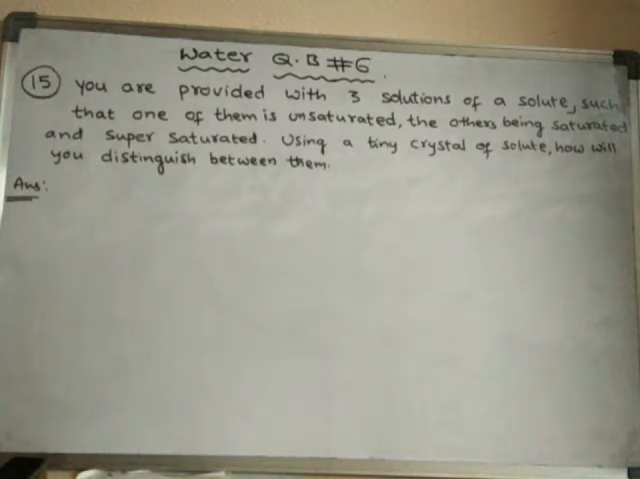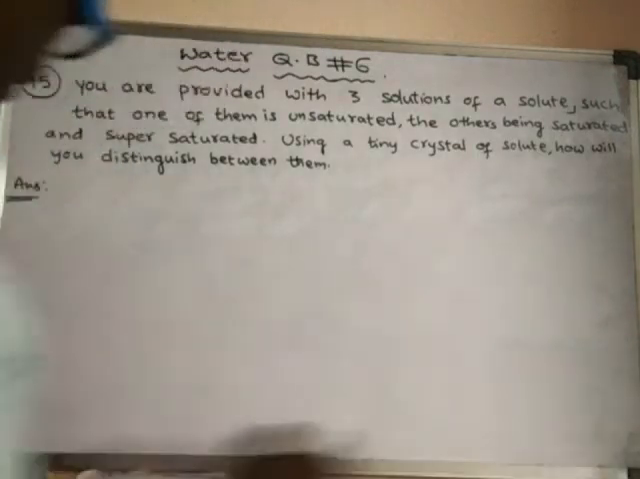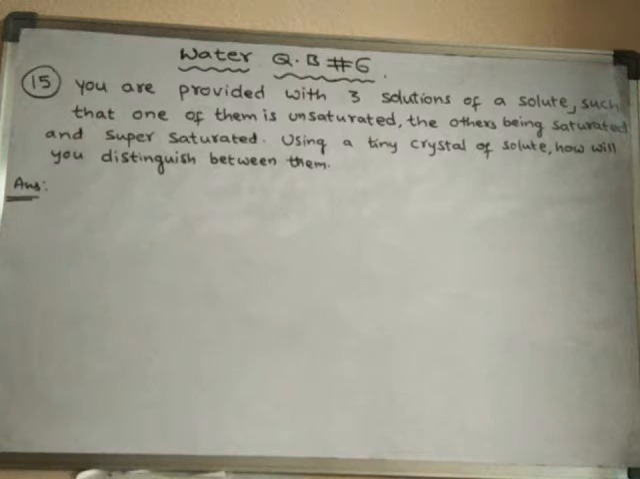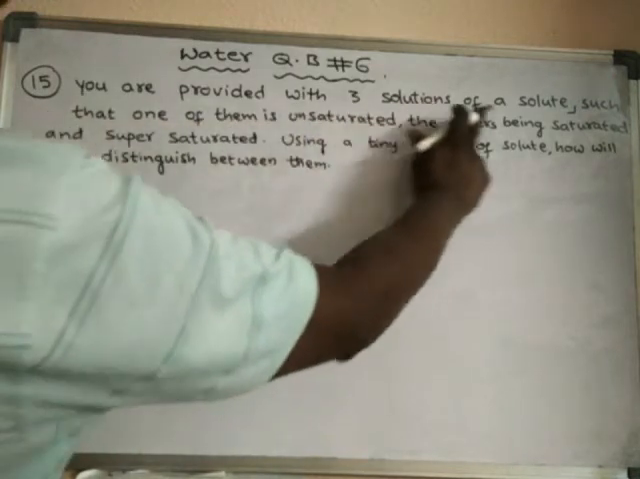So far we learned 14 answers. Now we will go with the 15th answer. See what is the 15th question? The 15th question says that you are provided with three solutions of a solute. That means a particular solute, a single substance. Three solutions are prepared from the same substance.